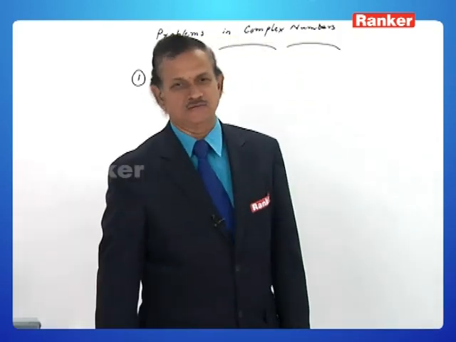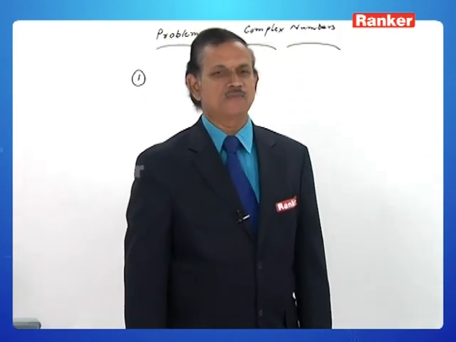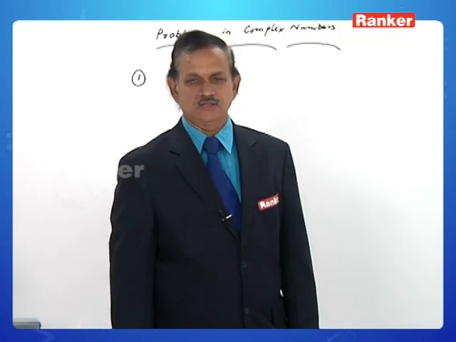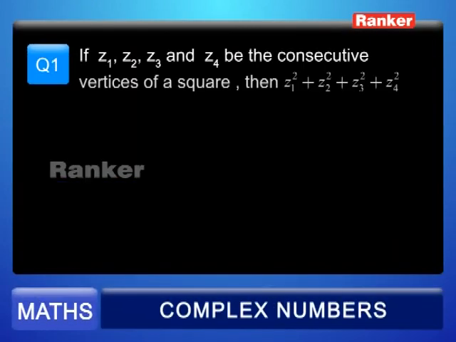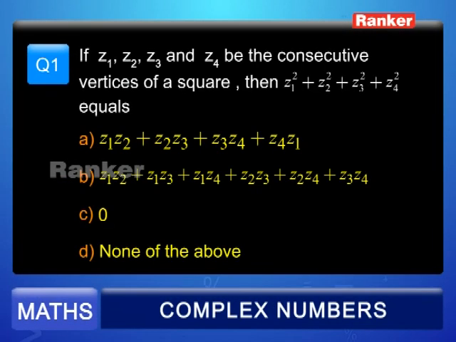In this session, we do solve some numerical problems in complex numbers. The very first question: if Z1, Z2, Z3 and Z4 be the consecutive vertices of a square, then Z1 square plus Z2 square plus Z3 square plus Z4 square is equal to.